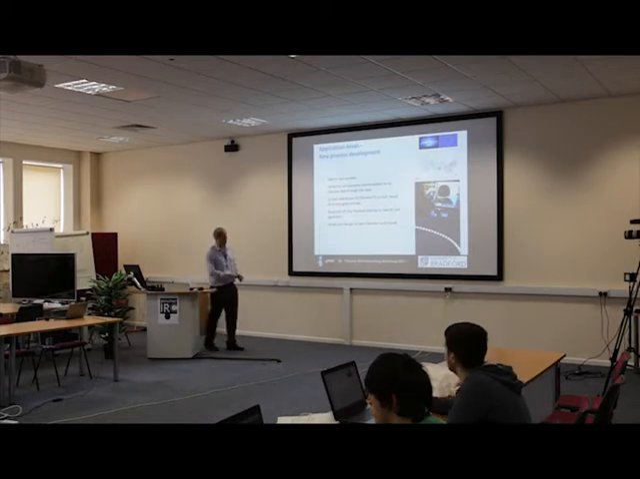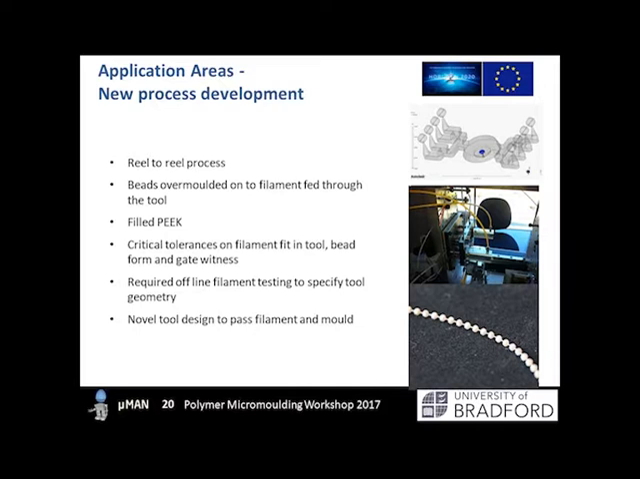We've also looked at things like reel-to-reel processes. So this is an interesting variant of the micromoulding process where we pass a filament through the mould and we can mould any kind of structures onto that filament. So in this case, these are almost spherical beads. So we pass the filament through, we're moulding 4 at a time, and then we can create these kinds of objects as well. So more chain objects inside the process.